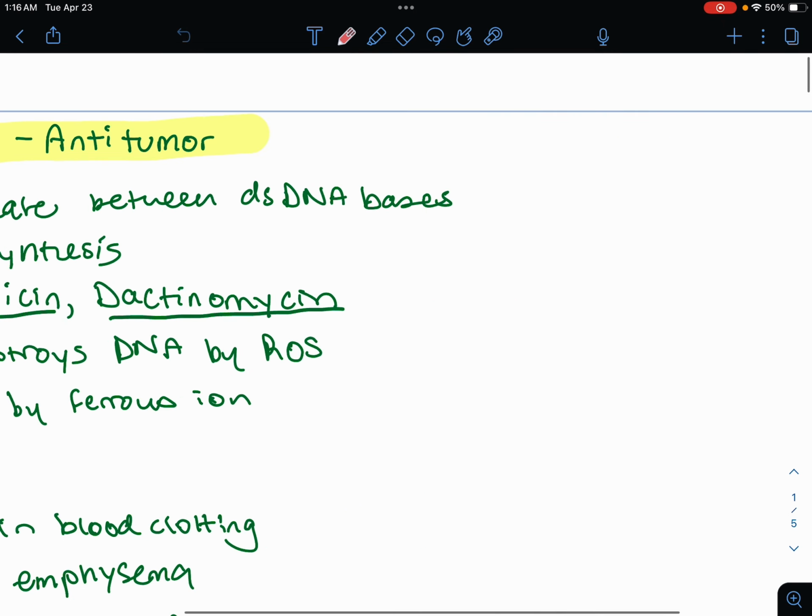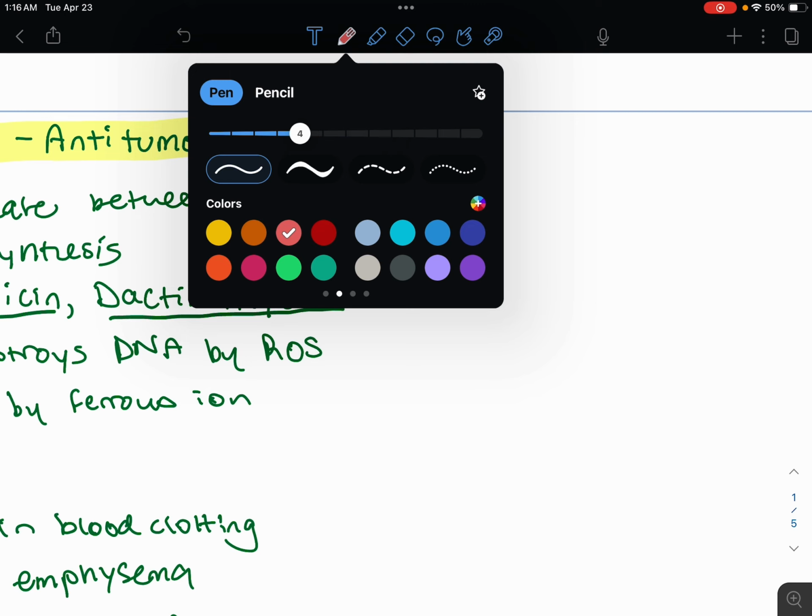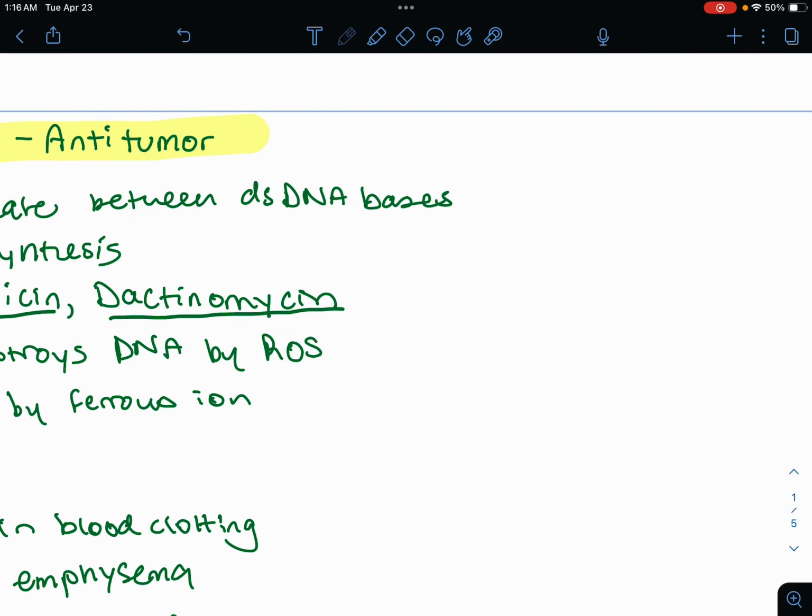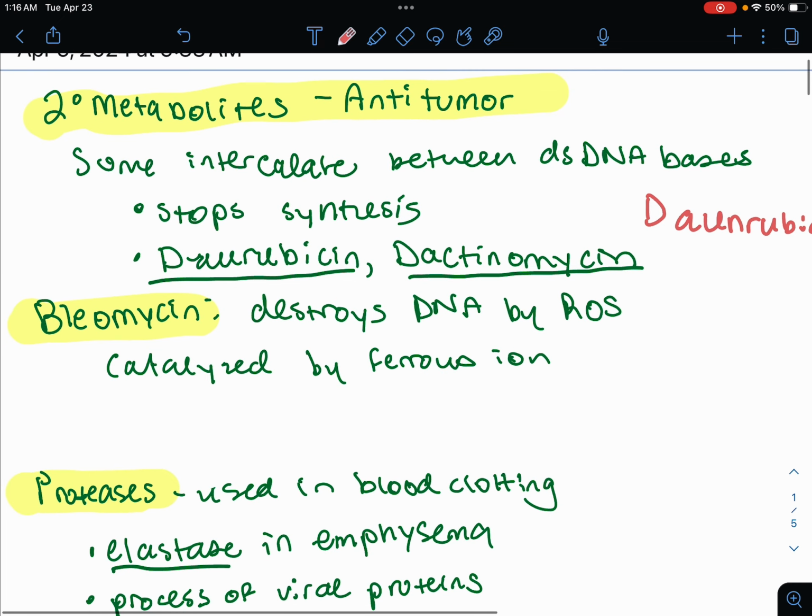Two examples of these anti-tumor secondary metabolites would be... oh shoot, let me change this for you. Sorry about that. Two examples would be daunorubicin and the other is dactinomycin. We also have bleomycin, and this actually destroys DNA by generating these oxygen-free radicals. These reactive oxygen species are actually caused by a ferrous ion in the bleomycin.